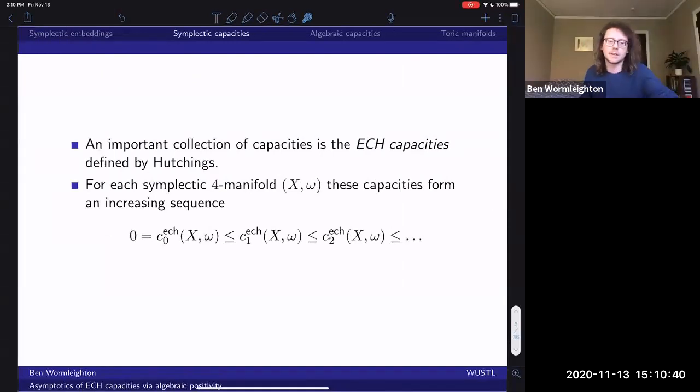An important collection of capacities which have found lots of uses so far in embedding problems are the ECH capacities defined by Hutchings. For each symplectic 4-manifold, and we're going to almost exclusively for the rest of the talk focus on dimension 4, these capacities give an increasing sequence, C_0 of ECH, which is 0, less than C_1, C_2, and so forth. So we have an infinite countable increasing sequence of obstructions to the existence of embeddings.